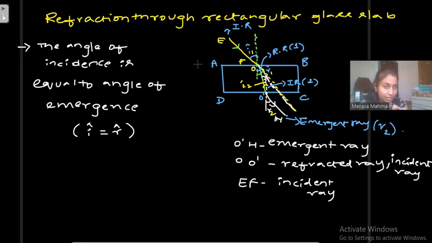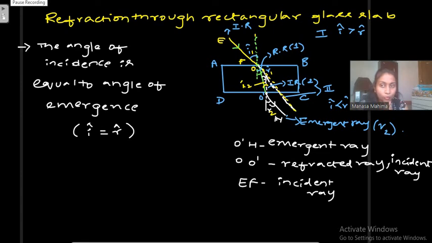As a result, we are seeing the angle of incidence. In the first case, the angle of incidence is greater than the angle of refraction. In the second case, we can take the angle of incidence is less than the angle of refraction. Why? Because the ray is traveling from the denser medium, that is the glass medium, to the air medium. That is the reason we are getting the angle of incidence less than the angle of refraction.